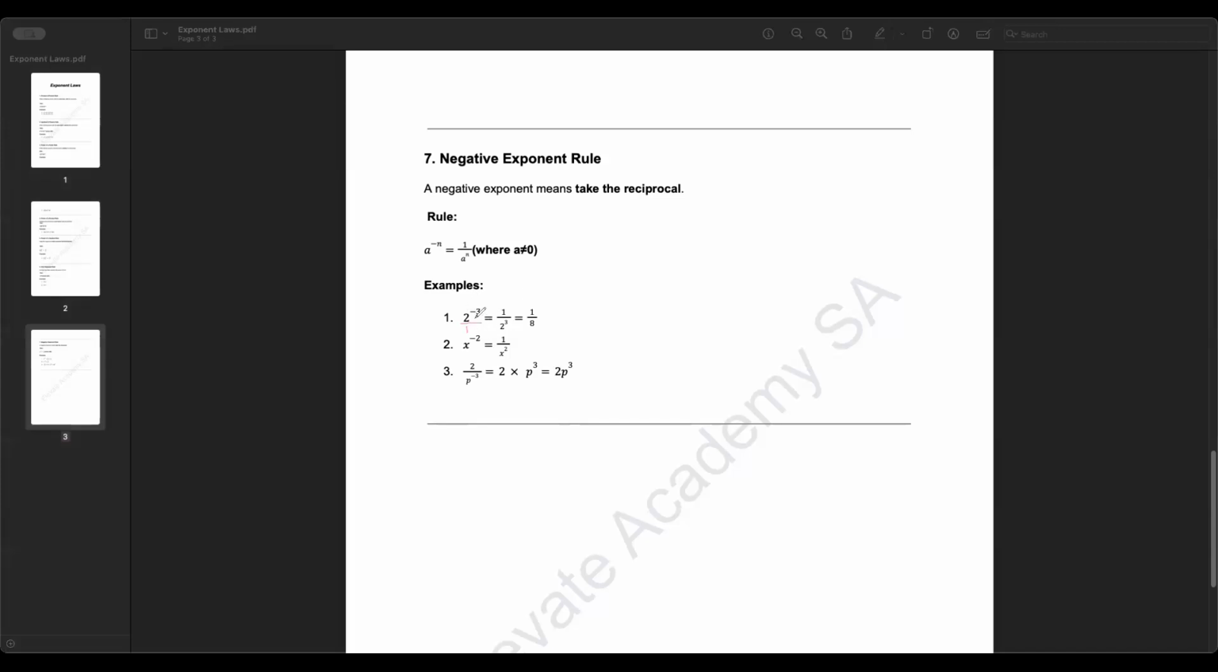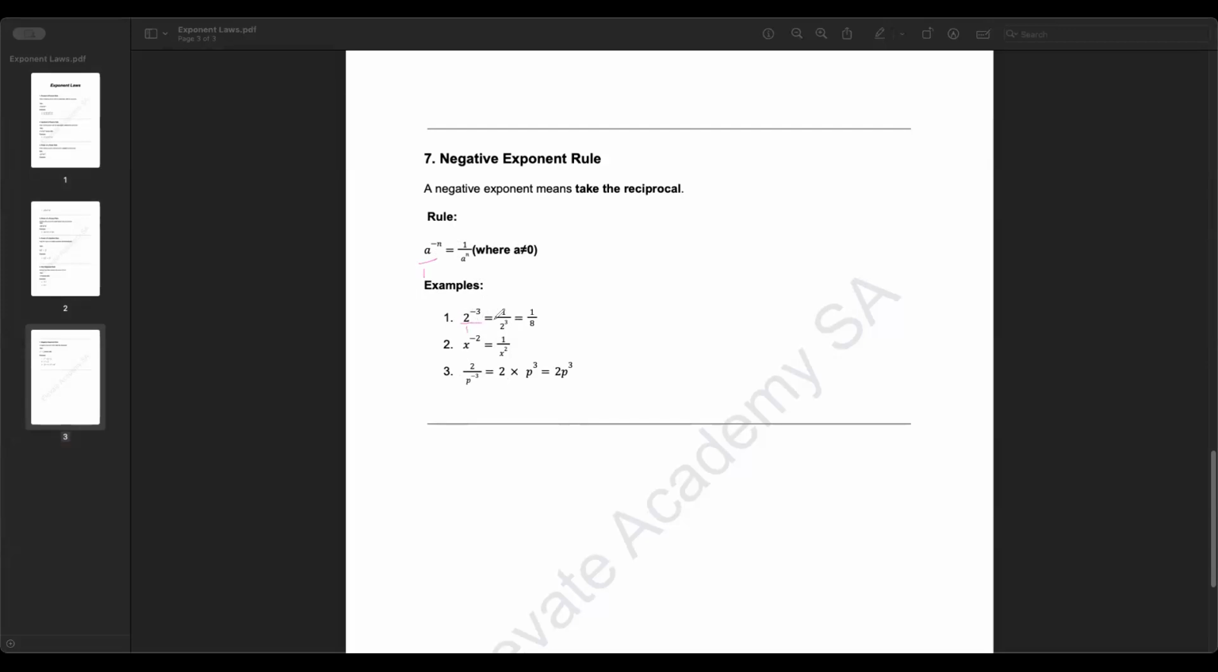And what we're actually doing here, a good rule to remember, is that when we are moving something from the top, from the numerator to the denominator, or from the denominator to the numerator, as we'll see in this example, all we do is we change the sign of the exponent. Again, very importantly, where our base is not equal to 0. So as we see in these examples, the first one is actually 2 to the power minus 3 over 1.